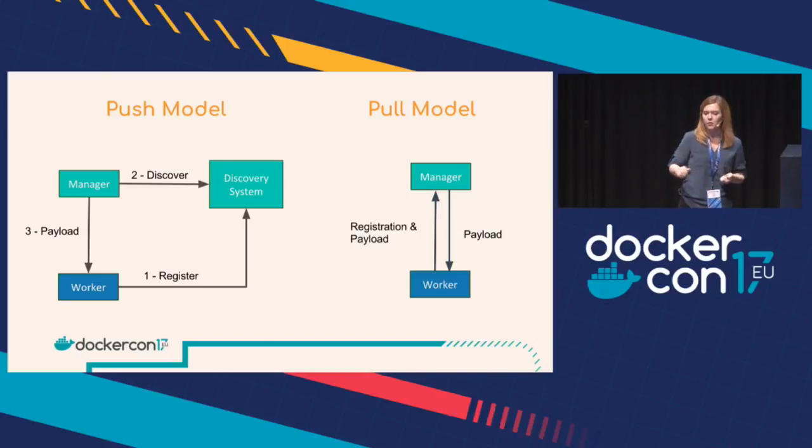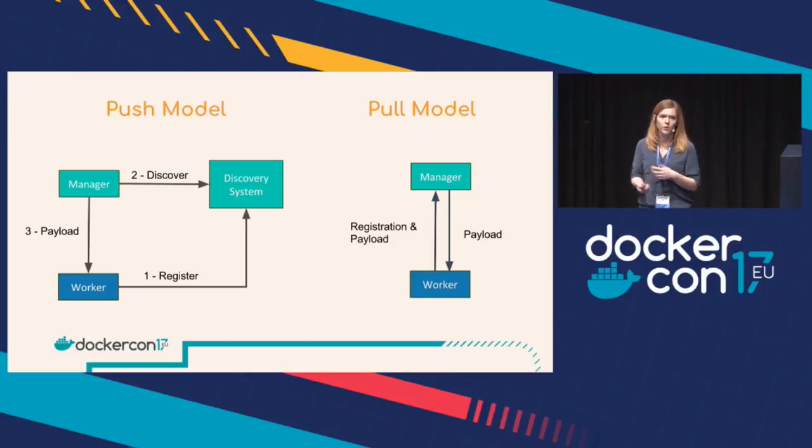In the push model, we have a manager up there in the top left corner. The manager needs to communicate with the worker. But since the worker doesn't self-register with the manager, the worker needs to first communicate with some kind of discovery system. That way the manager can look at that discovery system, understand where the worker is, and then send a payload down to the worker. So that's the push model.